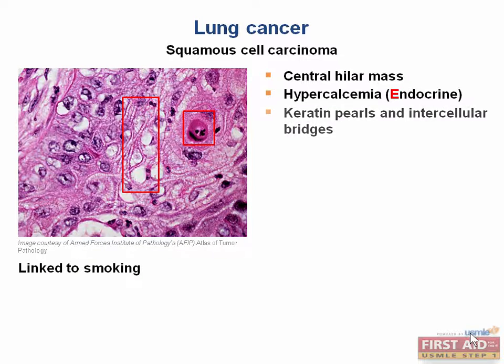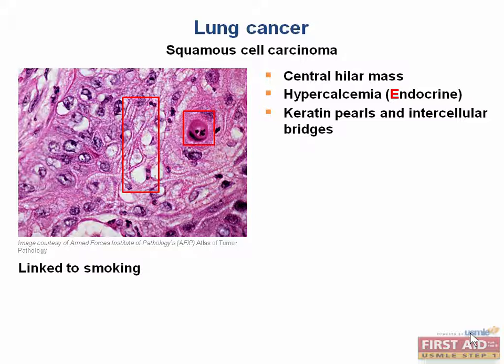Histologically, you're looking for keratin pearls and intercellular bridges. Now, can you see them on this image? Well, in the right box is a keratin pearl, and in the left box are prominent intercellular bridges, almost like tram tracks throughout the image.